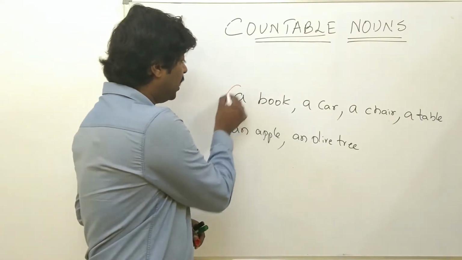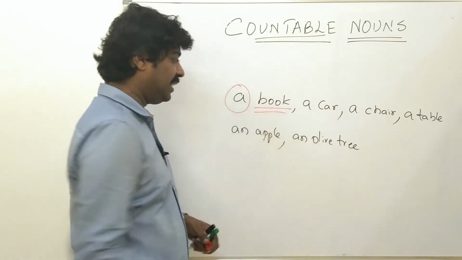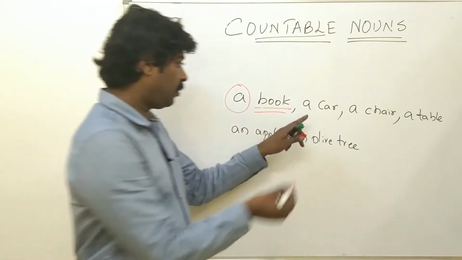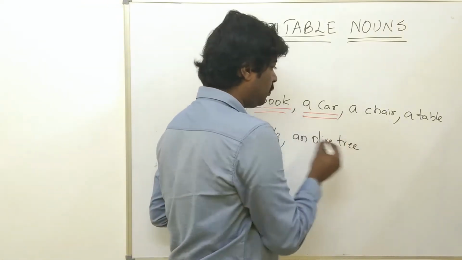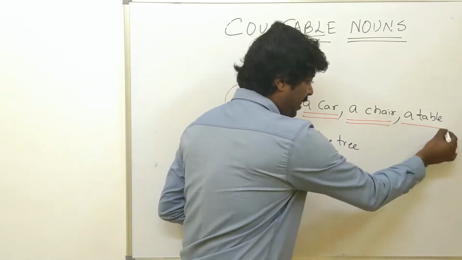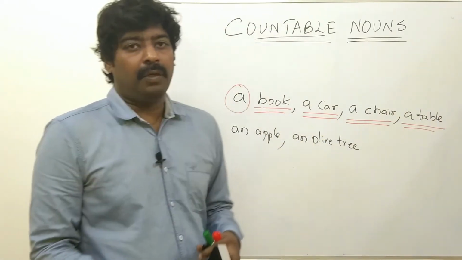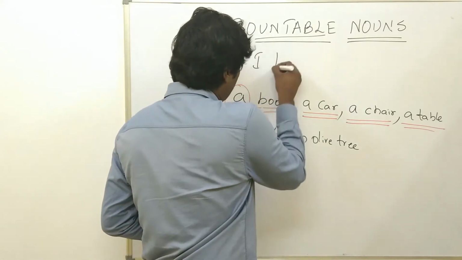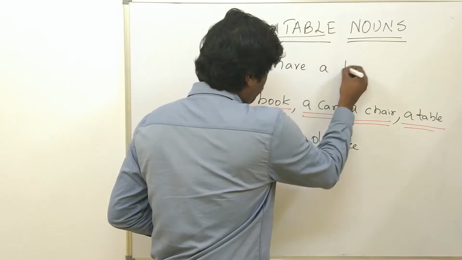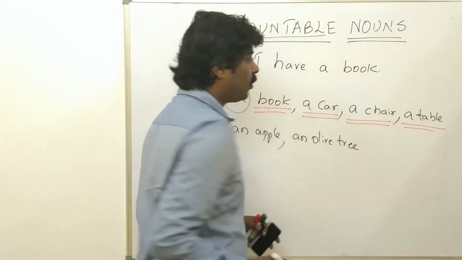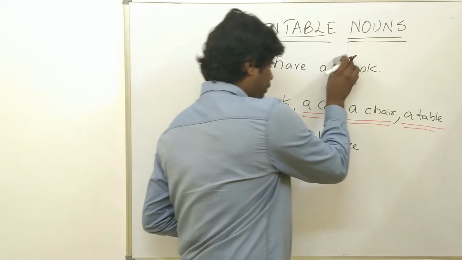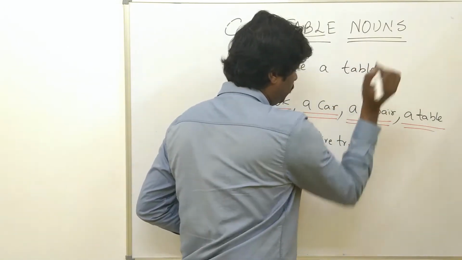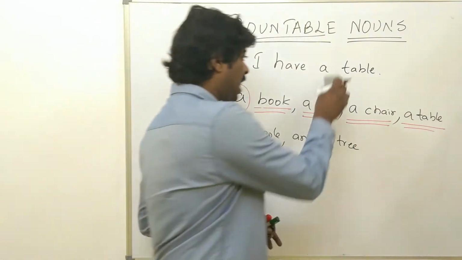We use a in front of a countable noun that starts with a consonant sound. A book, a car, a chair, a table. For example, I have a book. Or I have a table. Or I have a car.